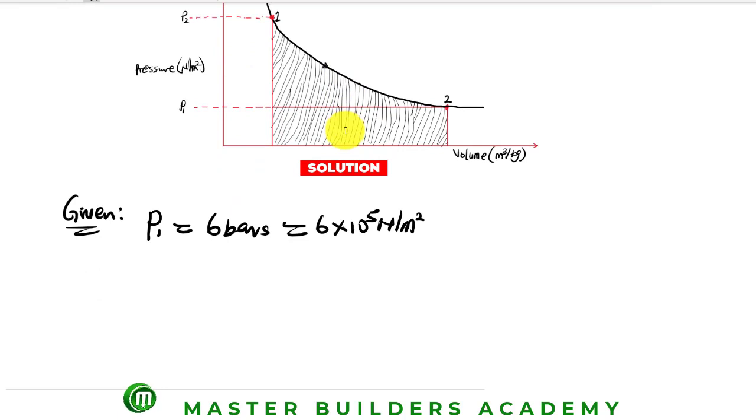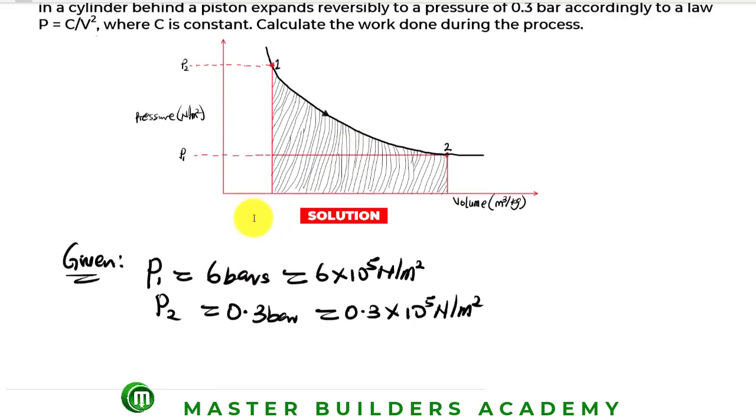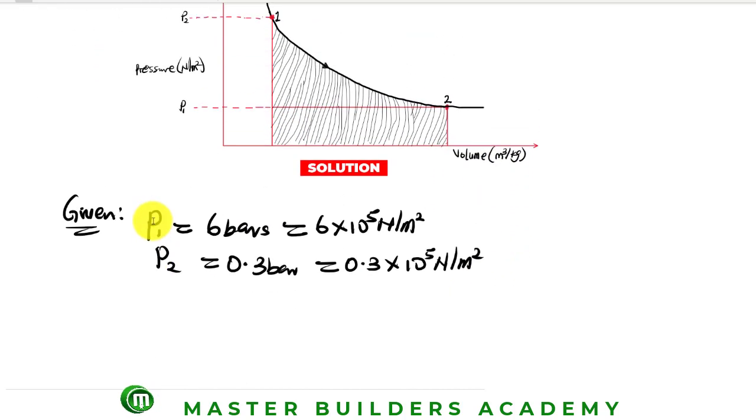Then we have P2 is equal to 0.3 bar. And then this will give us 0.3 multiplied by 10 raised to the power of 5 Newton per meter squared. And again, we are given specific volume, which is volume 1. You see that the volume is given in meter cube per kilogram. So per mass, all right?